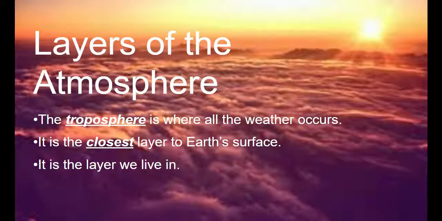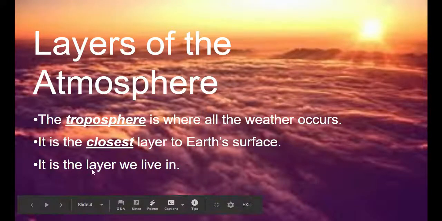So just kind of looking at these, that troposphere is where all the weather occurs. That's a big one. Every type of weather that happens on Earth is happening in the troposphere, the closest layer to the Earth. It is the closest layer to the Earth's surface, and it is the layer that we live in. All right, very important to remember those.